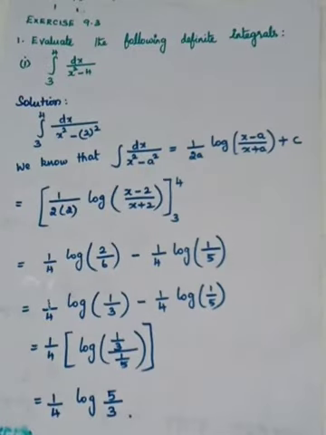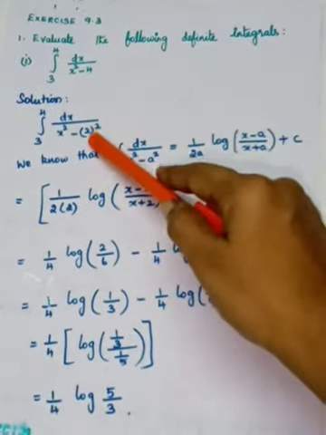Okay, so we'll come to exercise 9.3, first problem. In that there are 6 subdivisions. We'll see the first one: integral 3 to 4 dx divided by x square minus 4. So this 4 can be written as 2 square.